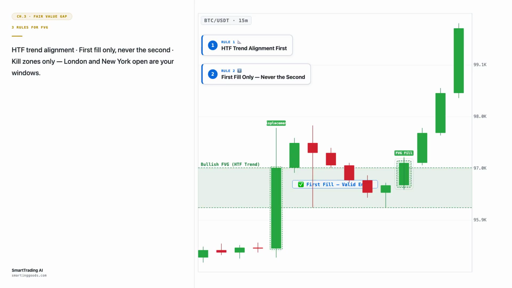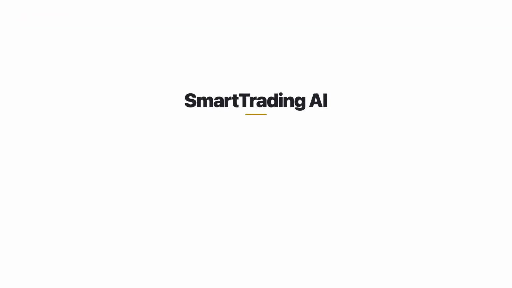Rule 3. Session kill zones only. FVG setups during dead hours get chopped. London Open and New York Open are your windows. Outside those, you're gambling.